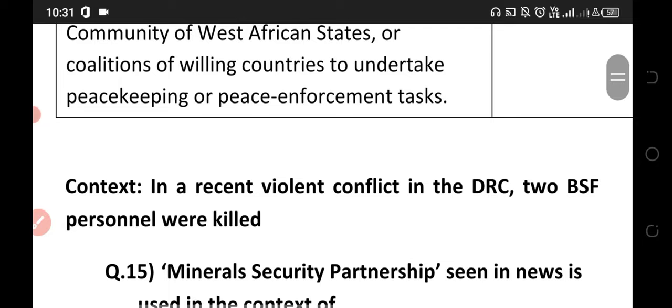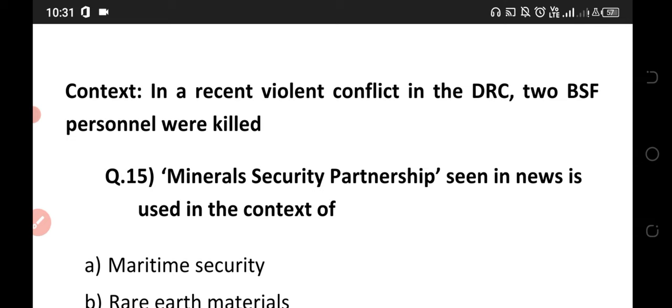In the recent violent conflict in the DRC, two BSF personnel were killed.